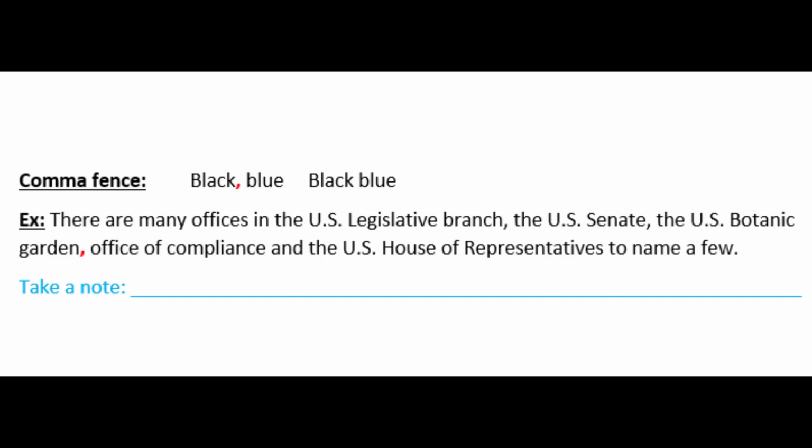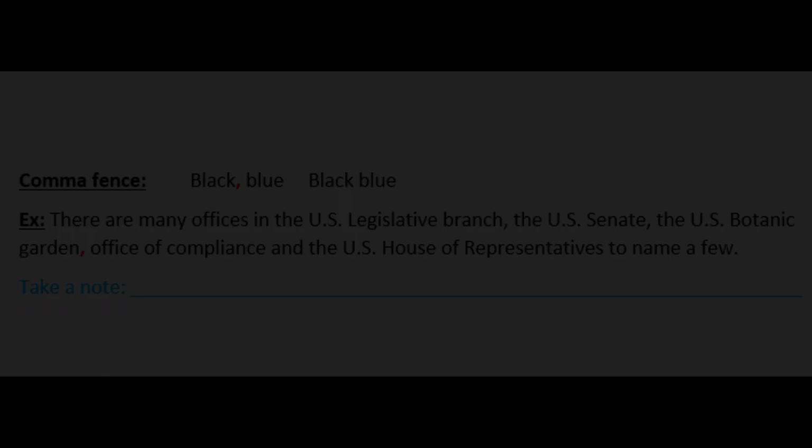If you're listing off stuff, make sure that there's a comma between things that are separated. Comma fence.